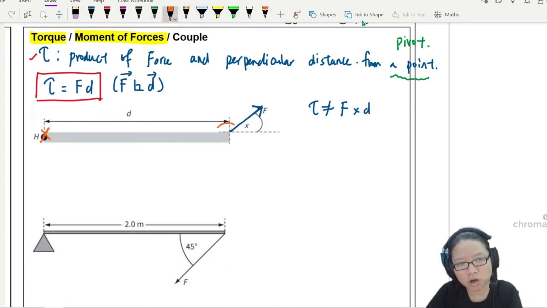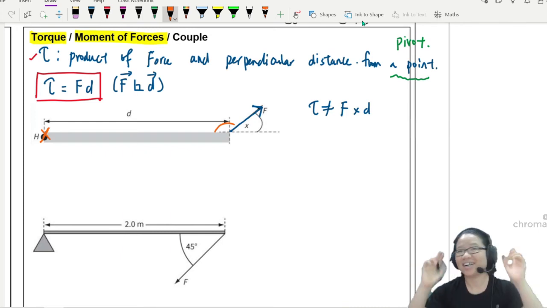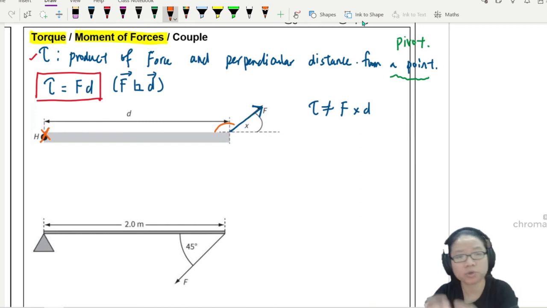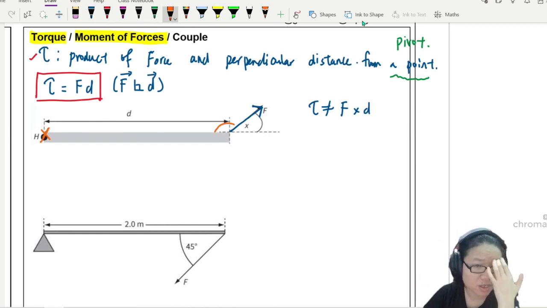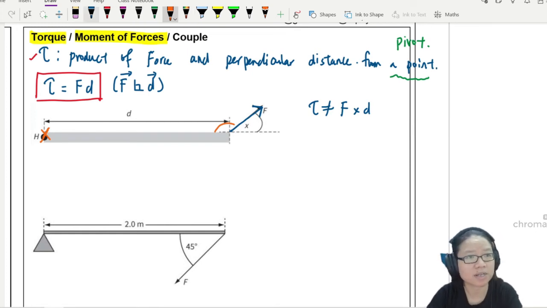This is not 90. So if it's not 90 and the vector is not in the direction that you want, do you remember what to do? If your vector is not in the direction that you want, we resolve the vector. So we're going to split this force into two. This angle here is labeled as x. All right, I'm going to change this angle to something we're more used to. So this will be theta.